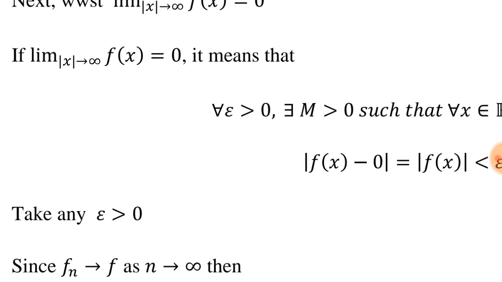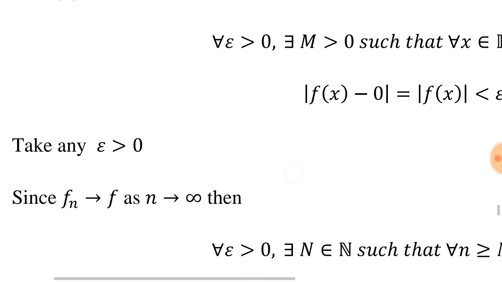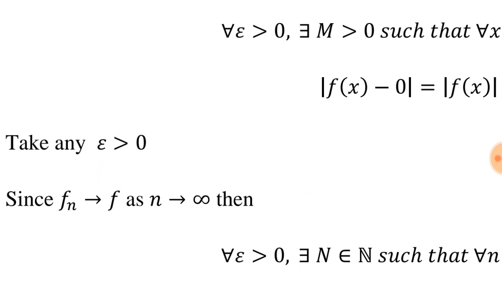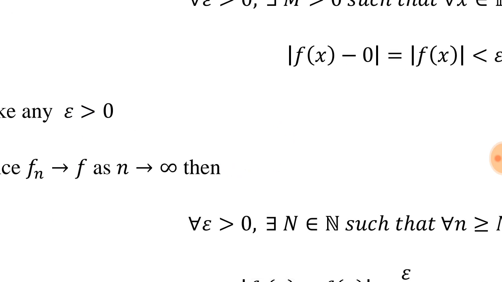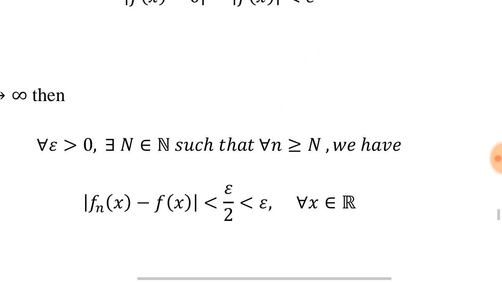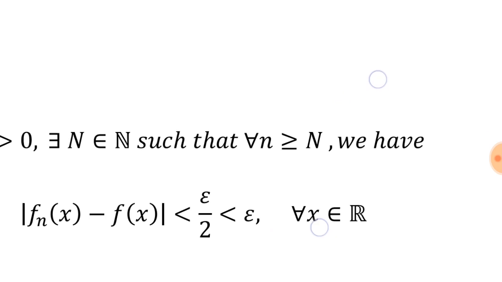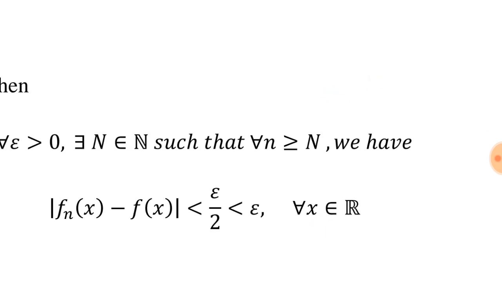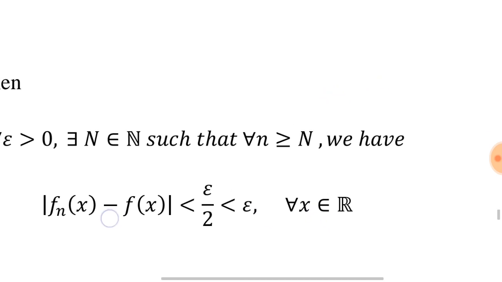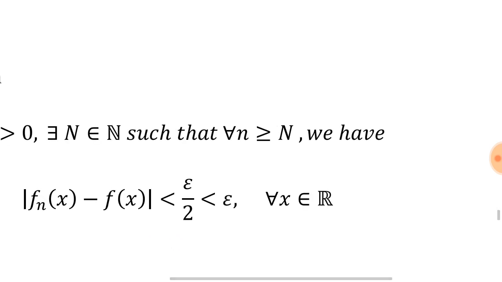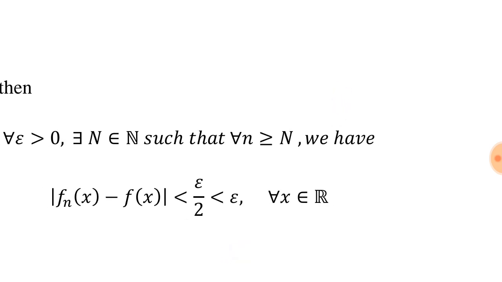Now, we're going to take any epsilon positive. Since f sub n approaches f as n approaches infinity, then for every epsilon positive, there exists capital N in the natural numbers such that for every n greater than or equal to capital N, we have the absolute value of f sub n of x minus f of x is less than epsilon over 2 and less than epsilon for every x in R.